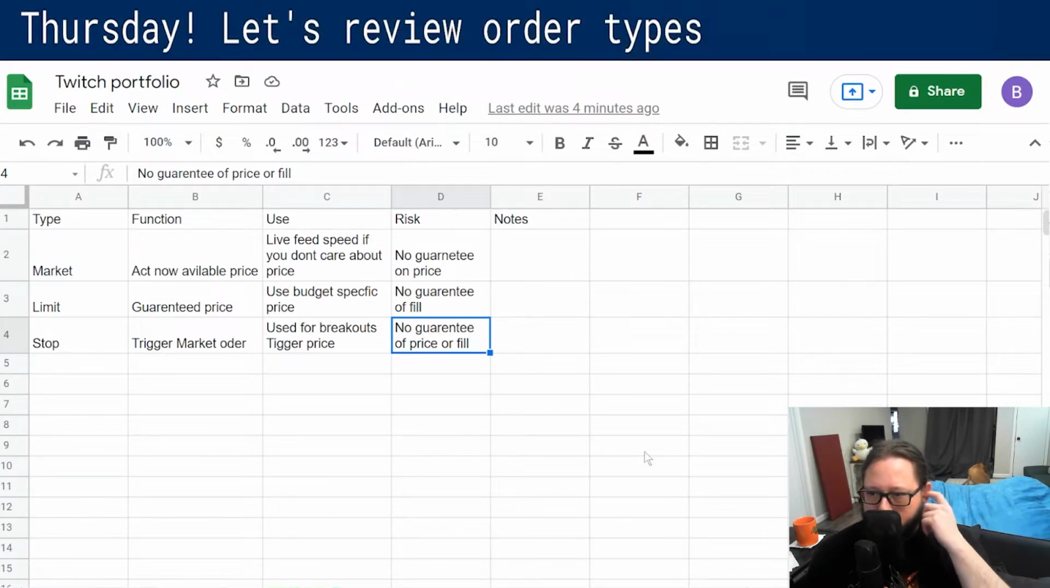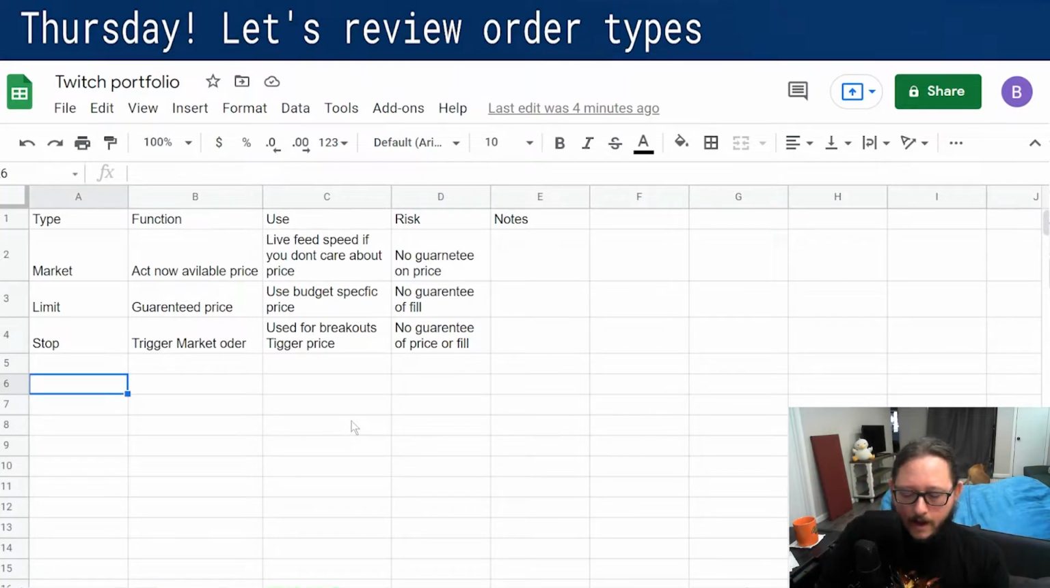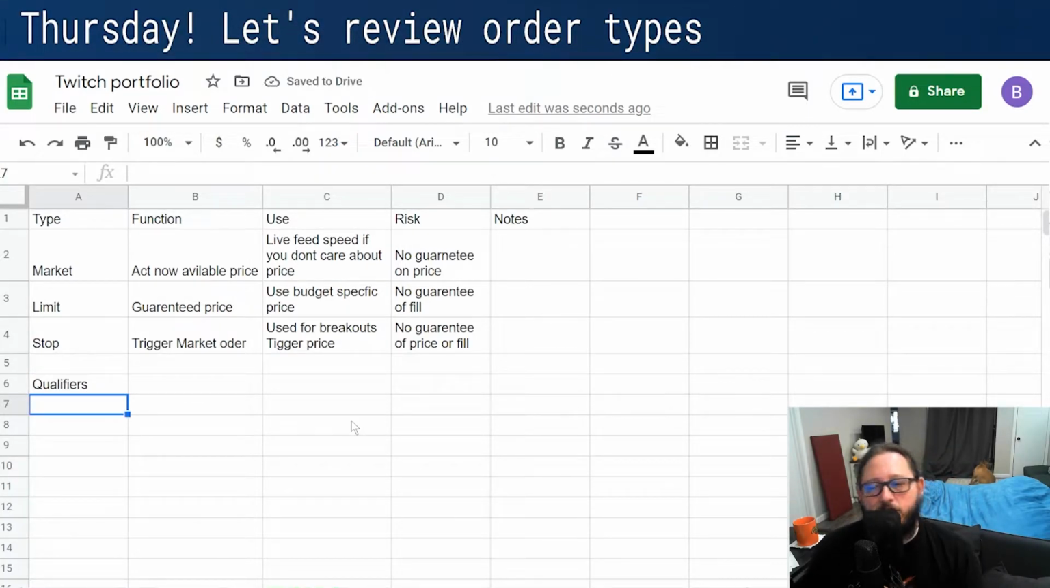All right, so we're going to move on to qualifiers, because I've talked about good till canceled a couple of times, as well as day orders. So we're going to talk about the qualifiers that you can put on your orders. So what is an order qualifier? This is an additional caveat that you can share with your broker. And most trading platforms are going to allow you to push the radials or drop downs to select these options.